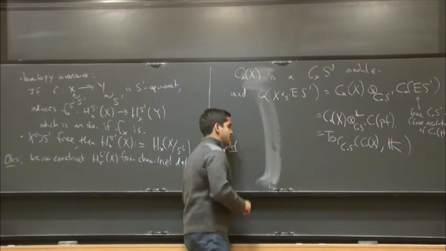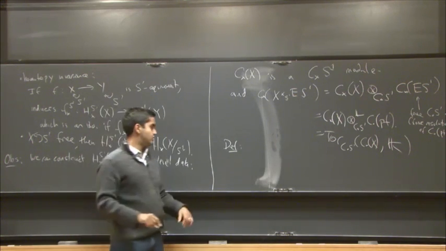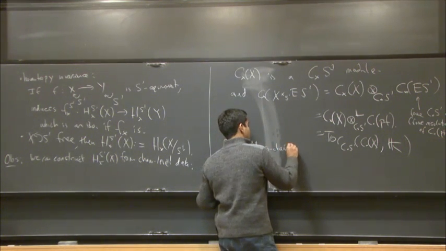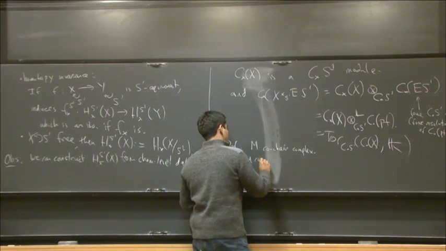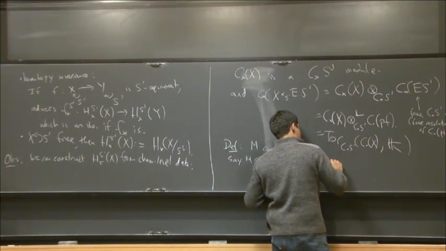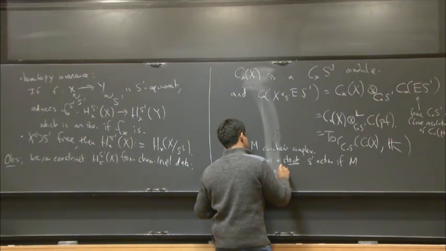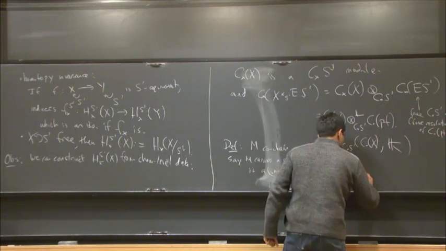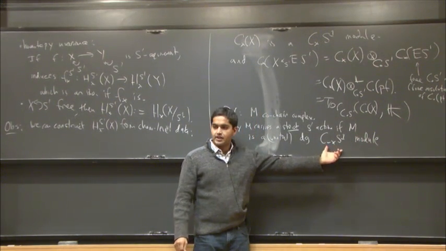So let me make a definition. Now I'm going to switch notation from chains to cochains. So bear with me for that. So let's say we have a cochain complex. We say M carries a strict S1 action if M is a unital differential graded C star S1 module. Okay, and since I'm working cohomologically, I have to reverse the grading of C star S1.